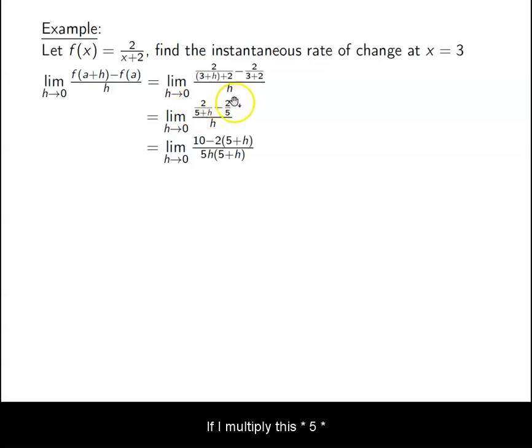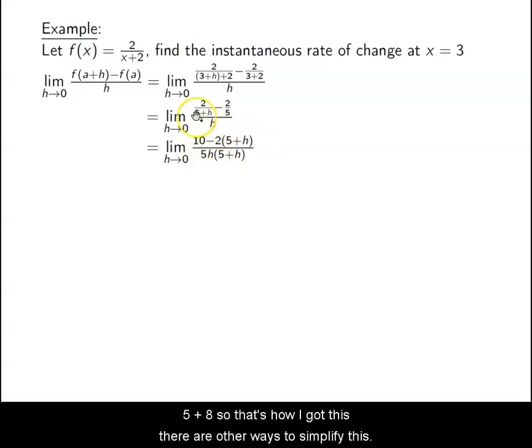Here, if I multiply this times 5 plus h, I'm going to get a 10 because the 5 plus h cancels. Here, my 5 is going to cancel, and I'll be left with 2 times 5 plus h. So that's how I got this. There are other ways to simplify this. You'll always come to the right answer as long as you're doing the right work, right? So let's continue to simplify.